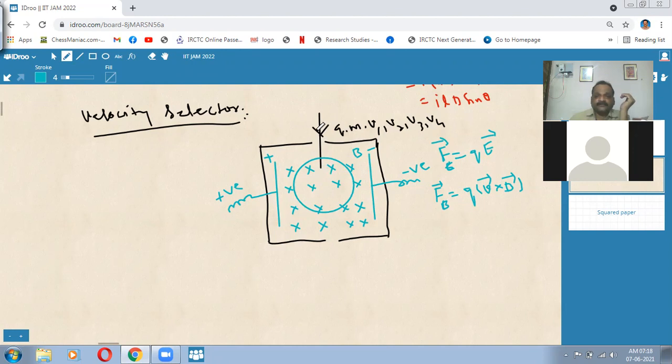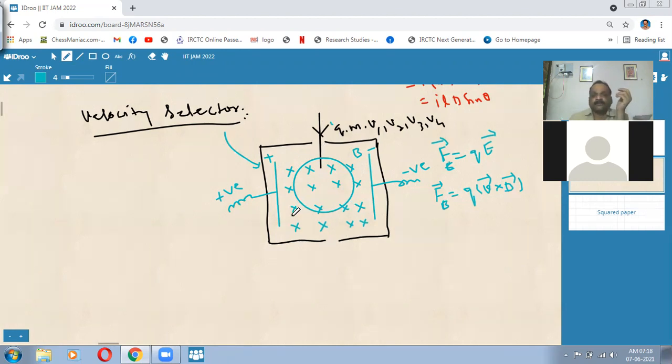Now what will happen? Whenever a charge Q enters into this region, this is known as velocity selector region. This region box is called velocity selector region or velocity selector box. Now tell me, if this is a positive charge, say, what is true for positive charge will be true for negative charge also with opposite sign, that's all.